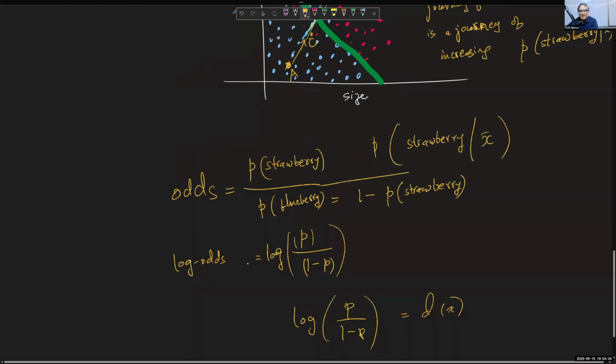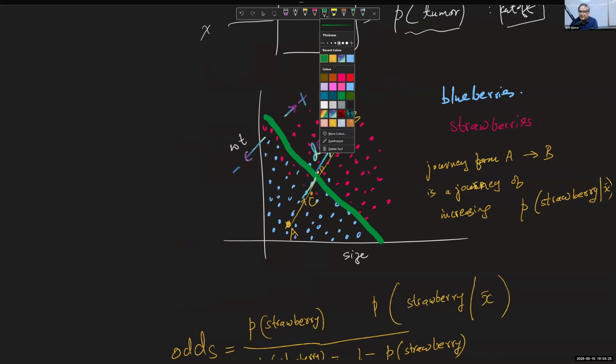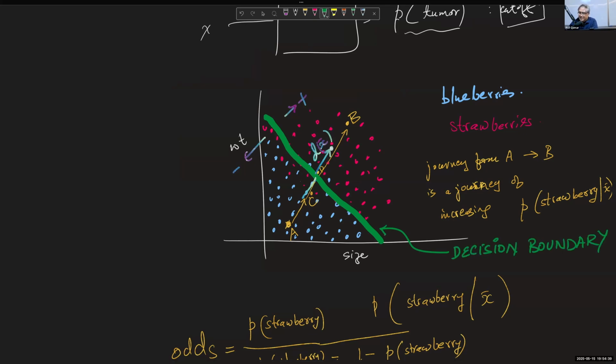By the way, this line has a fancy name, and in machine learning, this term you'll encounter all the time. It is called a decision boundary. Can we guess why it is called a decision boundary? It literally helps you decide which way you would want to call it, a blueberry or a strawberry. In 2 dimensions, it's a line.